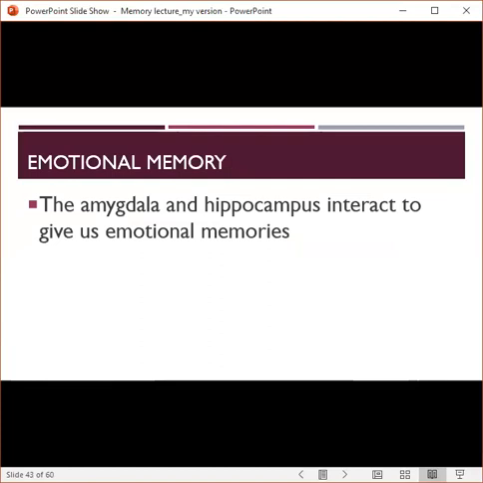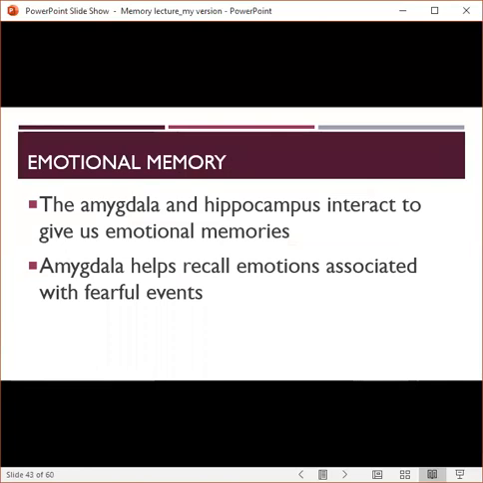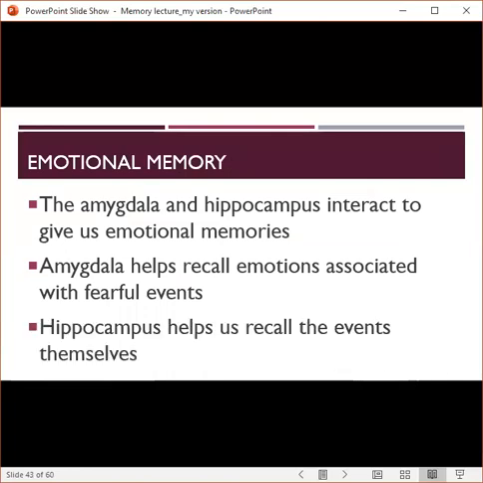When we talk about emotional memory, or memories with a significant emotional aspect, the amygdala and hippocampus play a huge role by interacting to give us emotional memories. The amygdala helps us to recall the emotions that are associated with fear-provoking events, and the hippocampus helps us to recall the events themselves. There are some different examples that differentiate the roles of each of these structures.